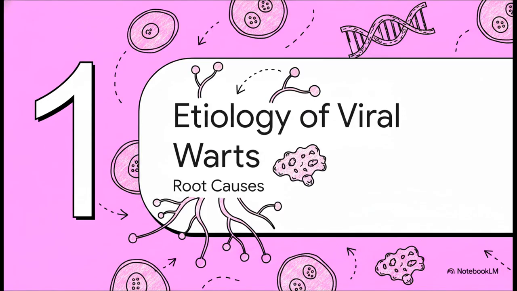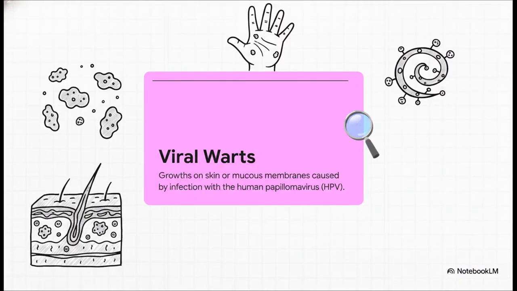Starting off with Section 1, the etiology, or the root causes of viral warts. To set our academic baseline, viral warts are incredibly common growths, especially something we observe a lot in childhood. But here is the kicker. They are triggered exclusively by the human papillomavirus, or HPV. They pop up on both keratinized skin and delicate mucous membranes. It's absolutely crucial to remember that this is a viral infection we're dealing with, not just some random localized cellular mutation. Grasping that etiology is the foundational step in mastering this dermatological pathology.